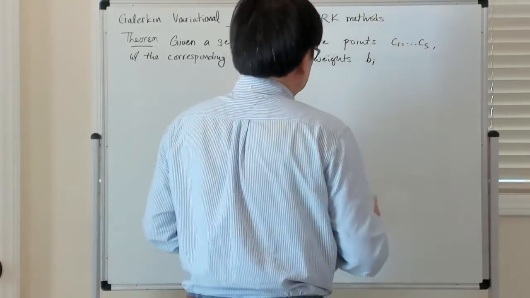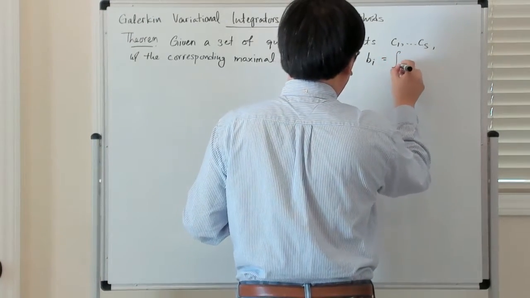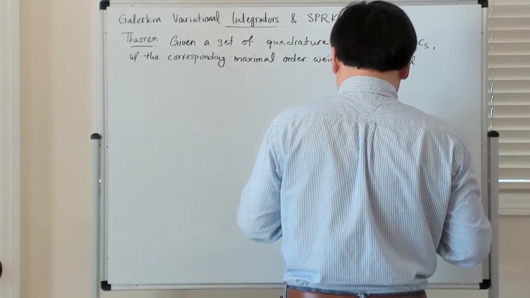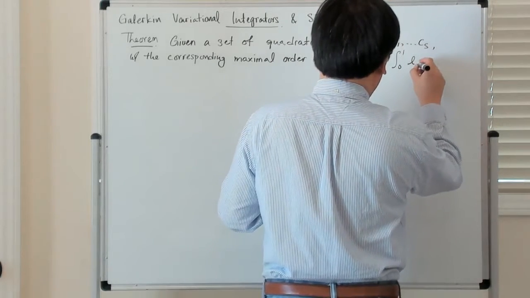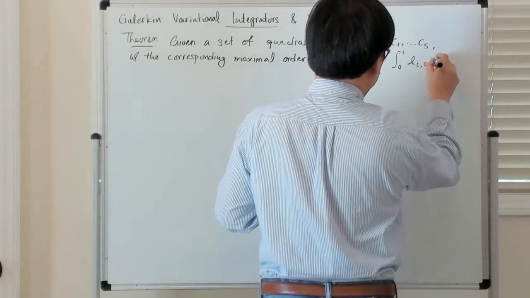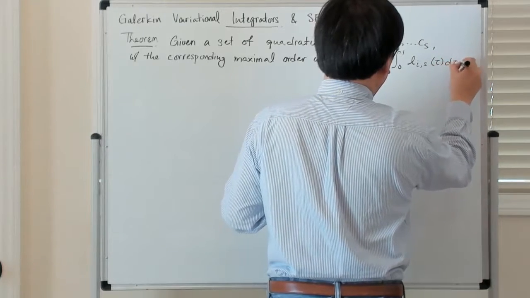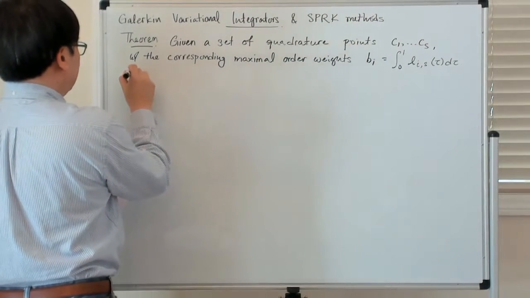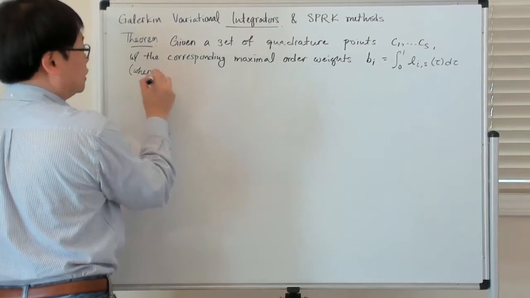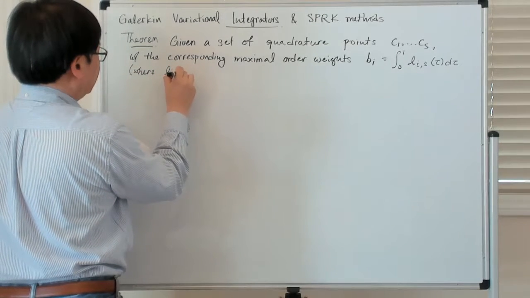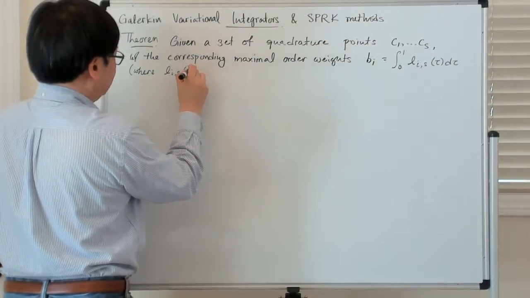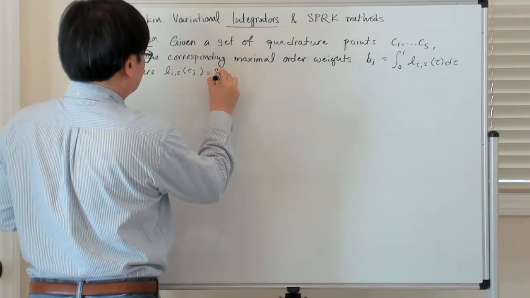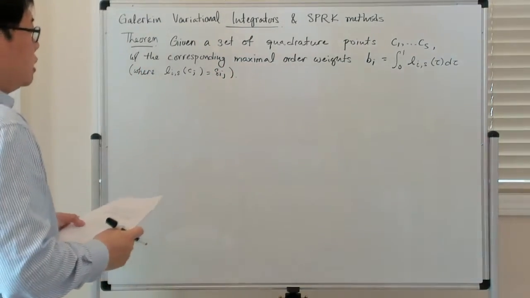So this is really just the integral from 0 to 1 of the ith Lagrange polynomial, L_i^s(tau) d tau. And this Lagrange polynomial L_i^s has the property that when you evaluate it at the point Cj, this is the Kronecker delta function, delta ij.